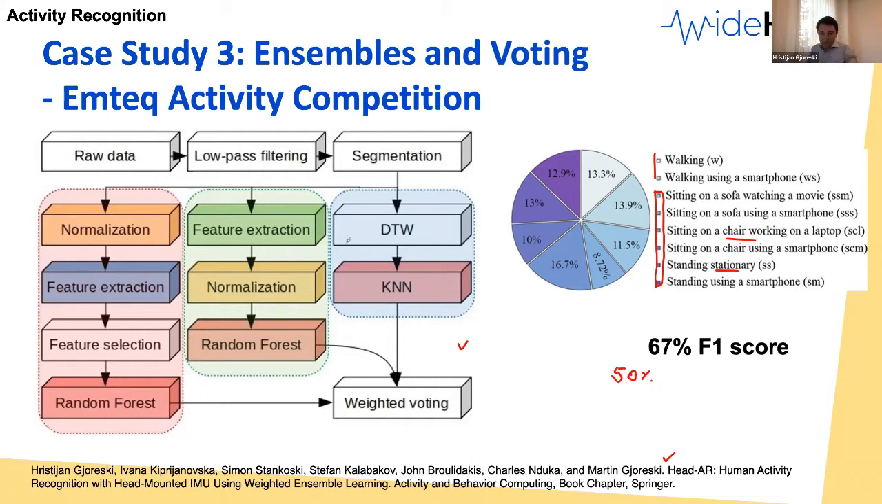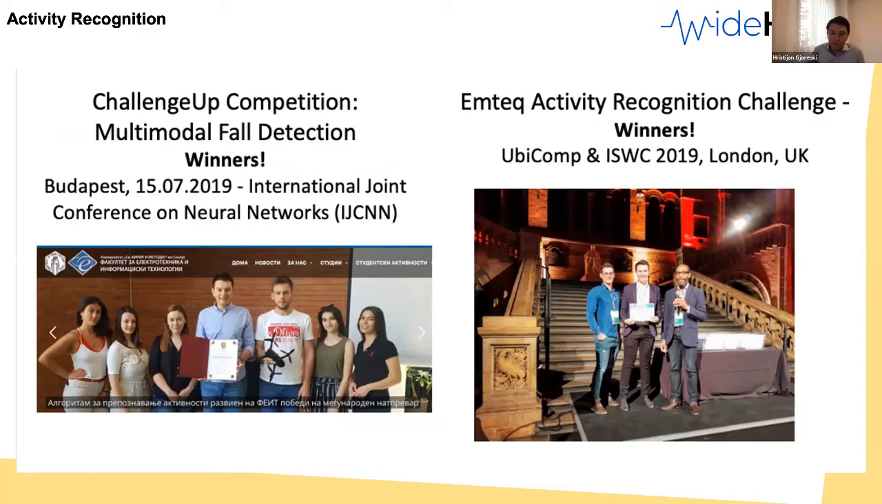But then we started to improve the pipeline. So we said, okay, can we analyze and compare the raw signal using dynamic time warping? Can we incorporate also k-nearest neighbors here? We tested lots of different ideas, and this is the final one that gave us around 67% F1 score. So it's an ensemble and voting scheme. And actually we won this competition, and we won another one in the same year. So this was our lucky year in 2019.